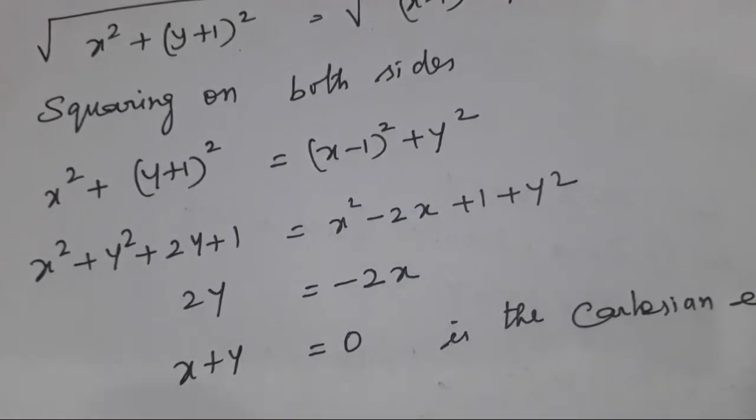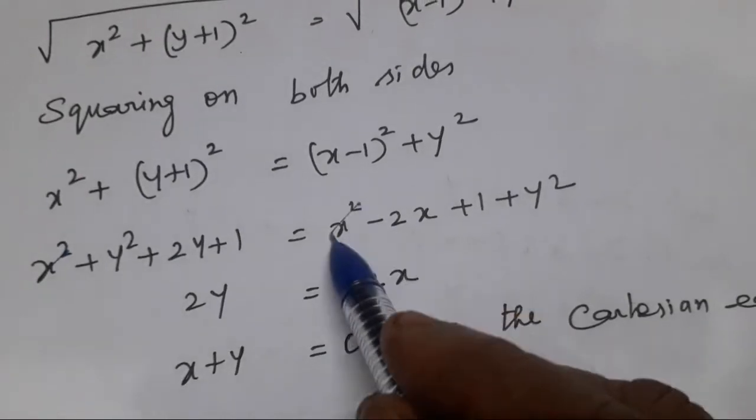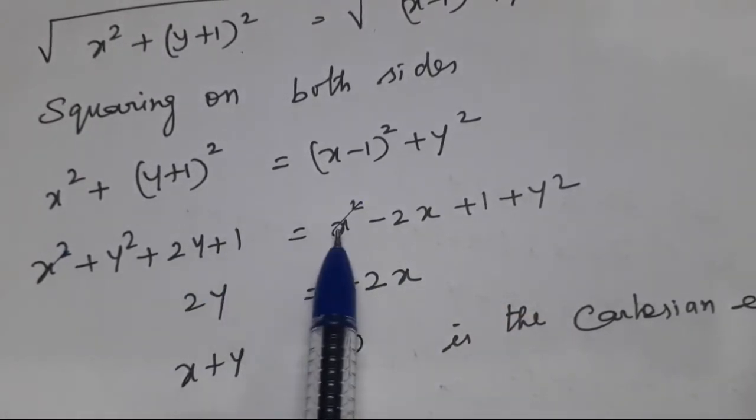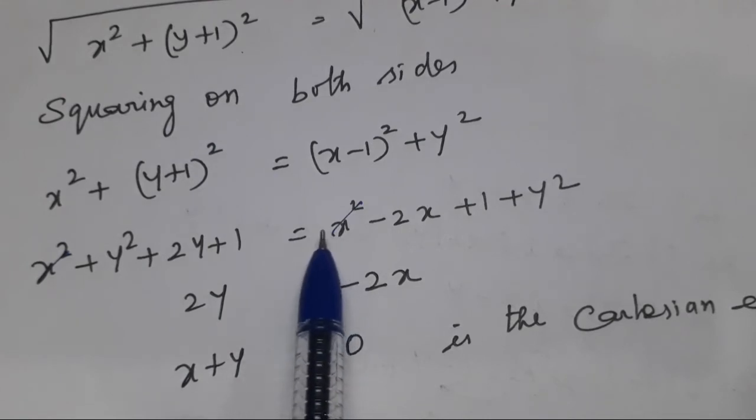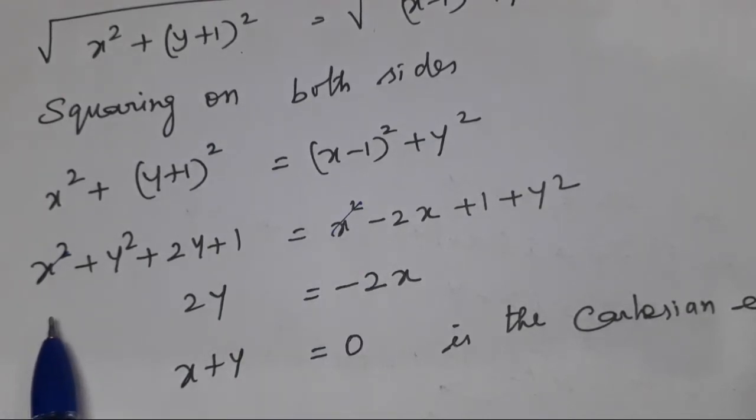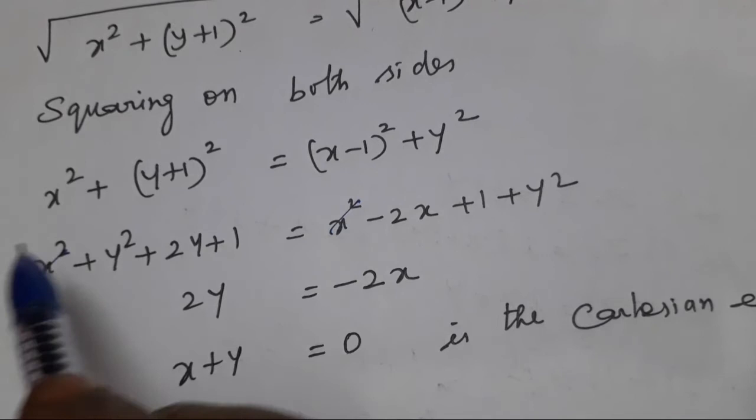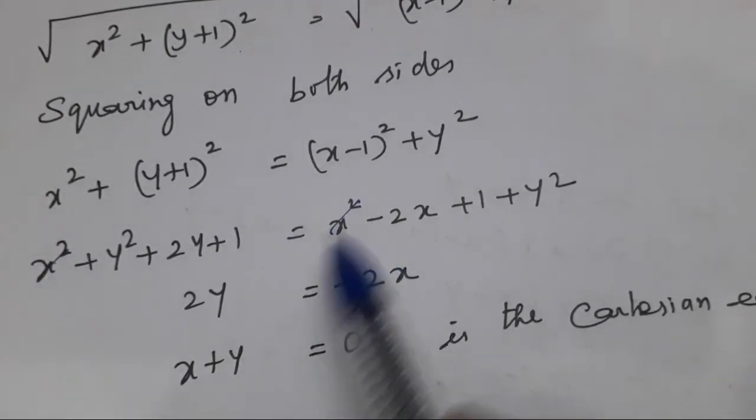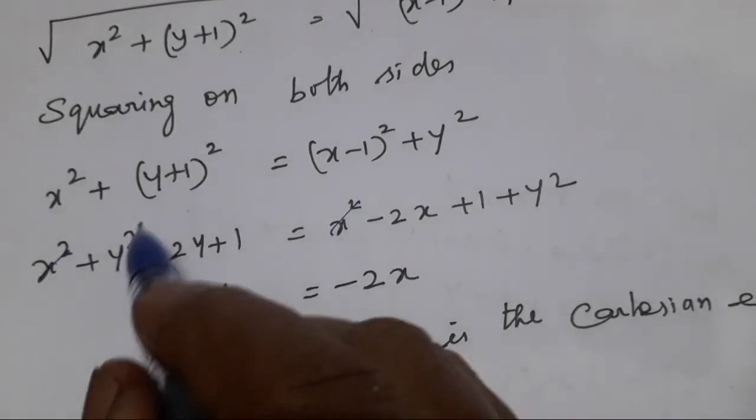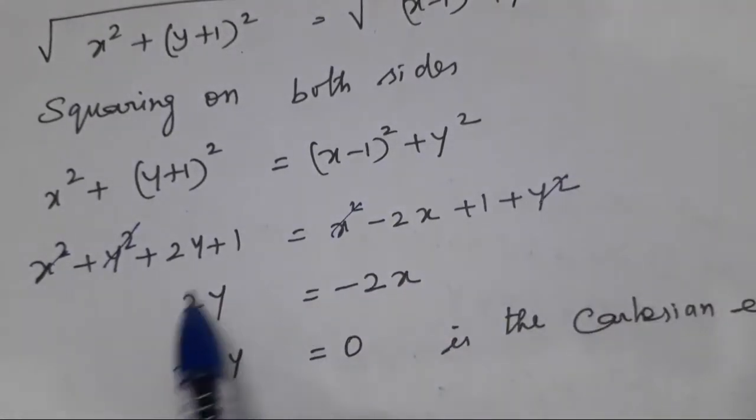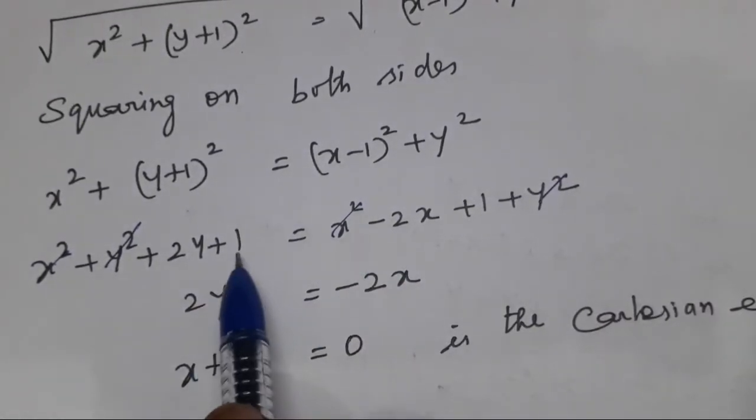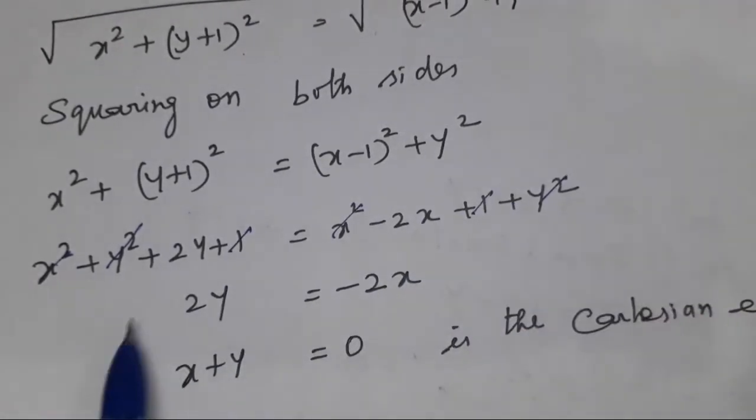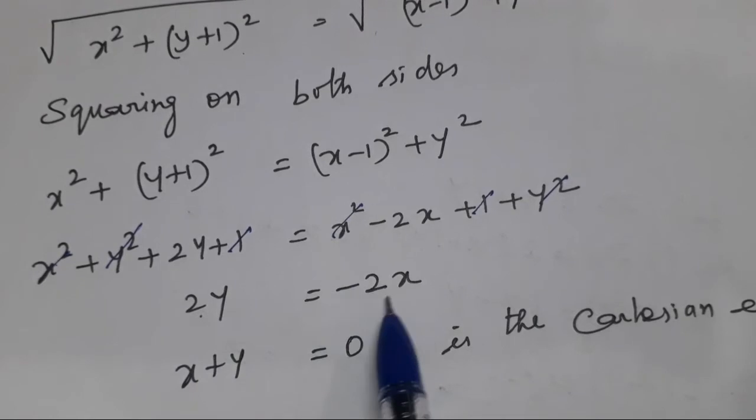Which values are able to cancel? Plus x square and plus x square. Listen very carefully: only values having the same sign can cancel. Otherwise, if there is minus x square, when it comes to this side it will become plus x square. Having the same sign, we cancel the values. Plus x square plus x square cancel. Again, plus y square plus y square cancel. Plus 1 and minus 1 become 0. The balance terms: 2y equal to minus 2x.